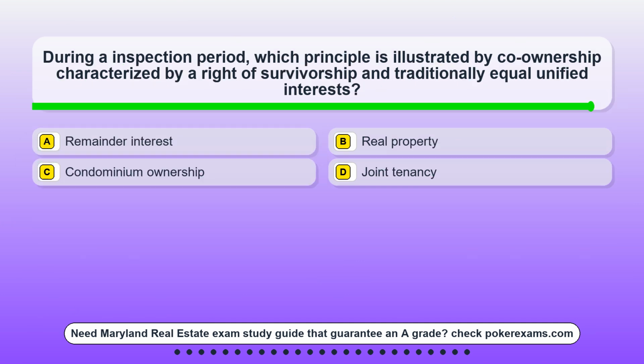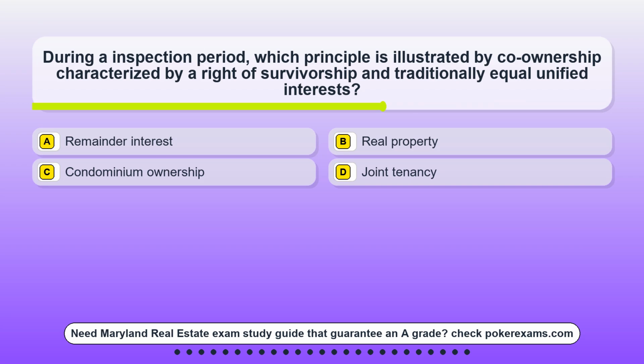Question 22. During an inspection period, which principle is illustrated by co-ownership characterized by a right of survivorship and traditionally equal unified interests? Option A, remainder interest. Option B, real property. Option C, condominium ownership. Option D, joint tenancy.